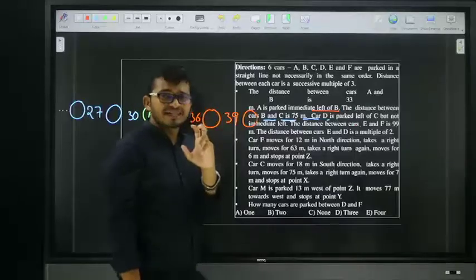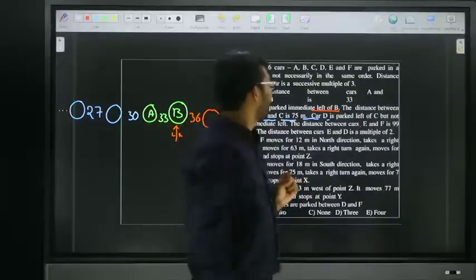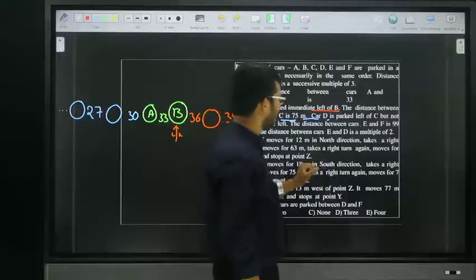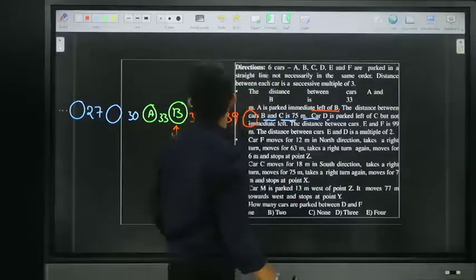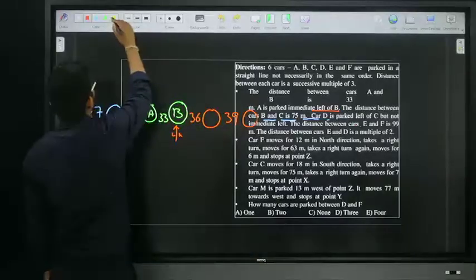The distance between car B and C is 75. See here, the measurement is what? The distance between car B and C is 75. Now friends, here the distance between car B and C is 75.